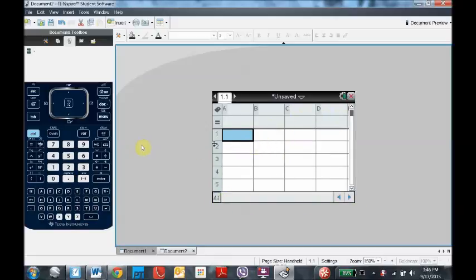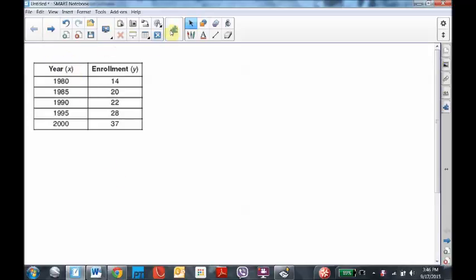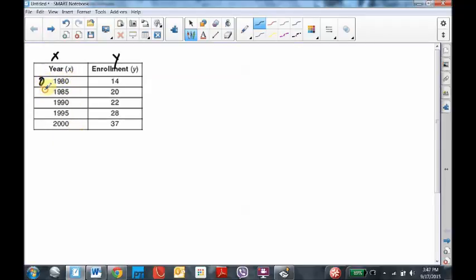But remember, you're going to take your spreadsheet and fill in your columns based on X and Y. So for my example here, I've got a year, and then I've got an enrollment. Let's just say this is an enrollment in a specific class. Remember, sometimes you can put in the entire year, or we can say 1980 would be 0, 85 would be 5, 90 would be 10, 95 would be 15, and 2000 would be 20.